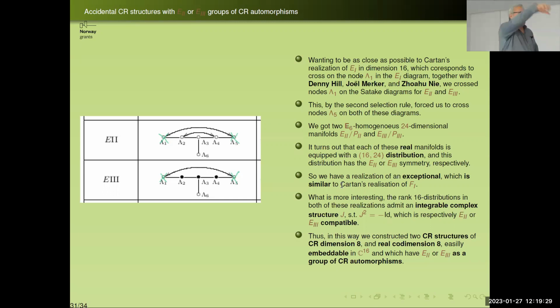This J is just there for free. So if you look at the symmetry of the distribution itself, it is E6, but moreover, there is an E6 compatible J there, which makes it into a CR structure. And it is why we say, okay, this symmetry is a symmetry of a distribution, a real object, but actually it is the same symmetry as a certain CR structure, right? It is why we call these CR structures accidental. Okay.